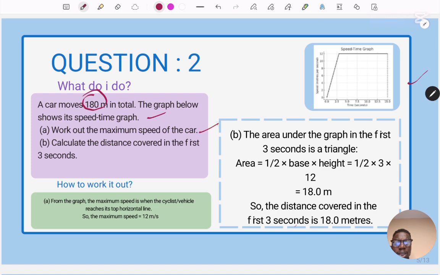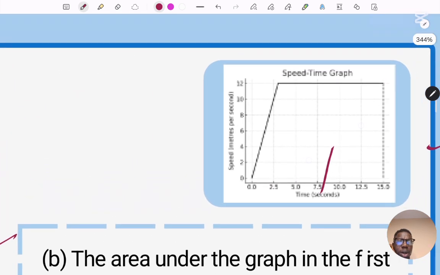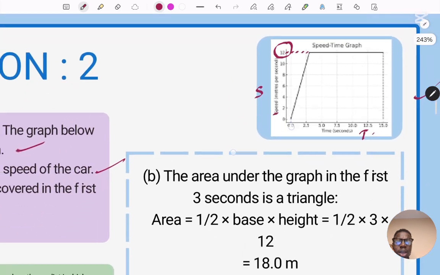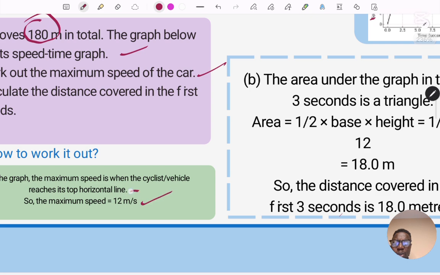So in this case, we go to the graph and we say, okay, let's find the maximum speed. The speed again is the vertical axis, while the horizontal is the time axis. On the vertical axis, the maximum speed reached here is 12. We could trace it. Definitely, we could say that the maximum speed of the graph is 12 meters per second. That is done visually. It's very easy.